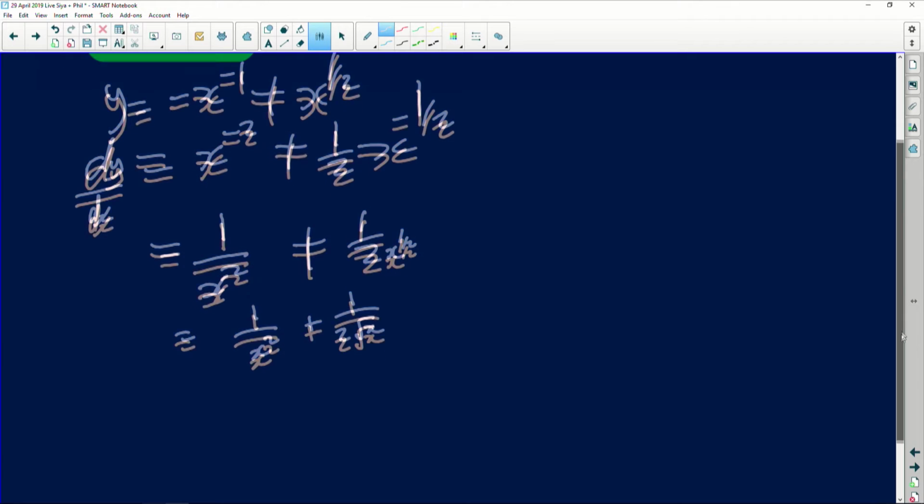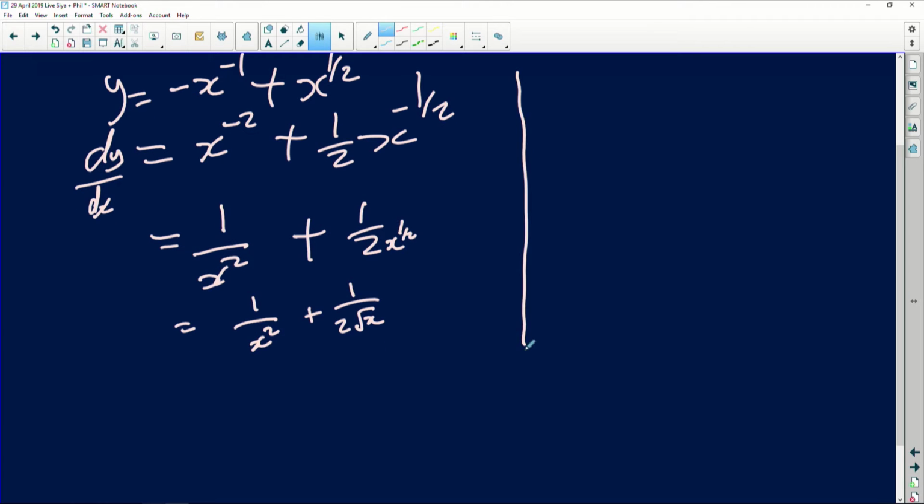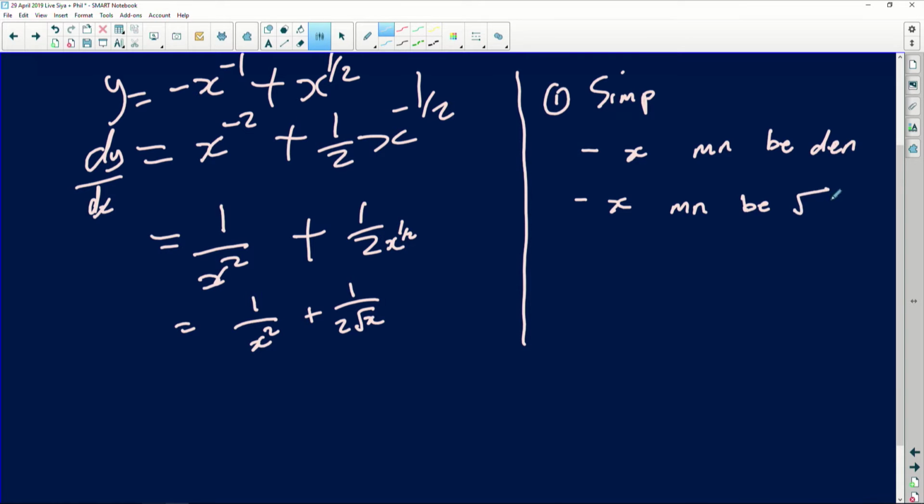Now, quickly, guys, let me just recap what we've been looking at. We said the first thing is always to simplify the question that we have. So simplifying the question means x must not be a denominator. So that's the first thing we always need to do. Also, x must not be in a square root. So those are the two things. Then after getting rid of these, you can start with your rules.